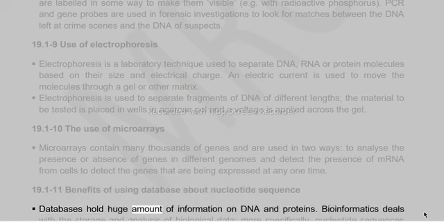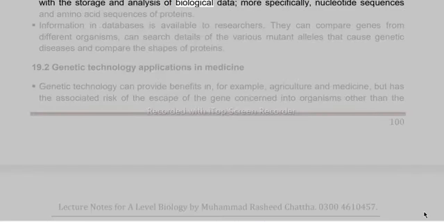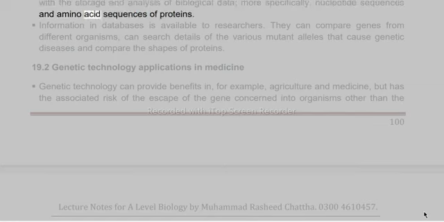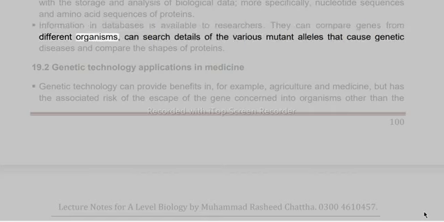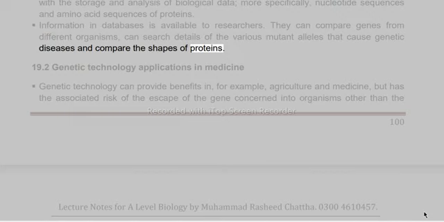Databases hold huge amounts of information on DNA and proteins. Bioinformatics deals with the storage and analysis of biological data, more specifically, nucleotide sequences and amino acid sequences of proteins. Information in databases is available to researchers. They can compare genes from different organisms, search details of the various mutant alleles that cause genetic diseases, and compare the shapes of proteins.